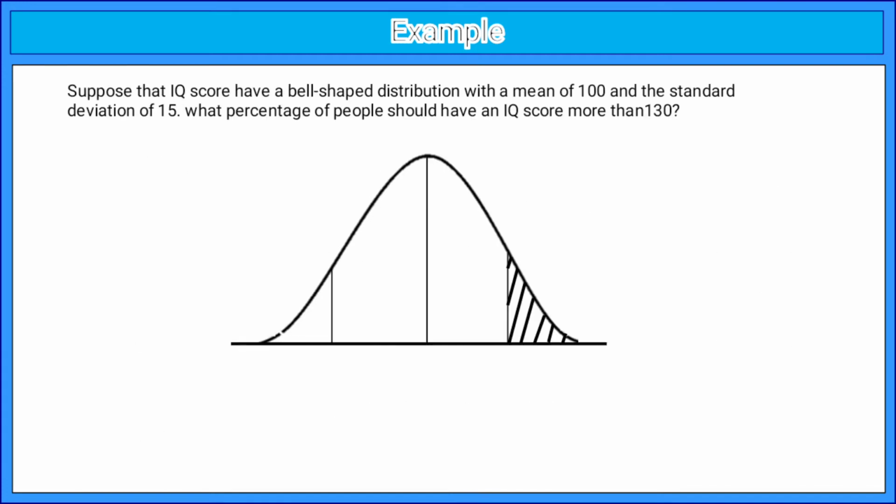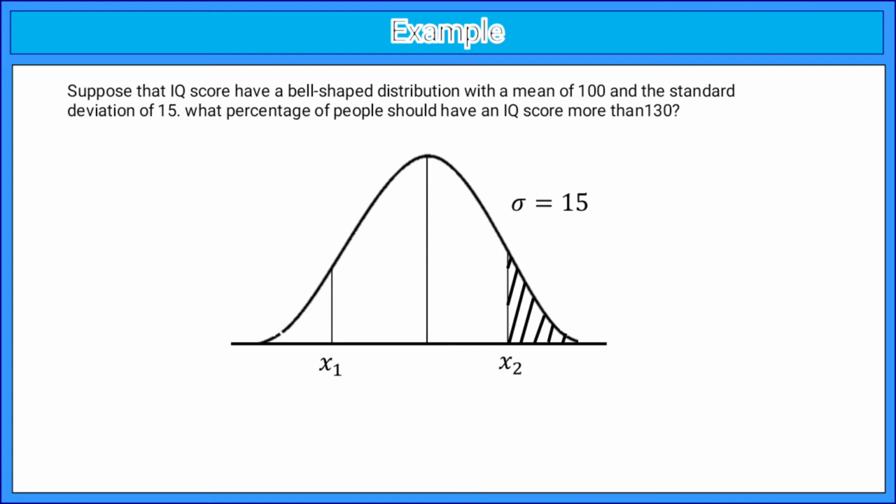Let us now move forward to the third problem. Suppose that IQ scores have a bell-shaped distribution with a mean of 100 and a standard deviation of 15. What percentage of people should have an IQ score more than 130? So take note of that. We are computing for a score that is more than 130. So first we are going to illustrate this in a diagram.